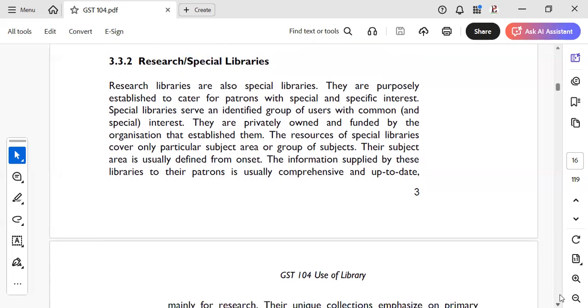That means the university or college or polytechnic that you are attending. Now let's go to research and special library.